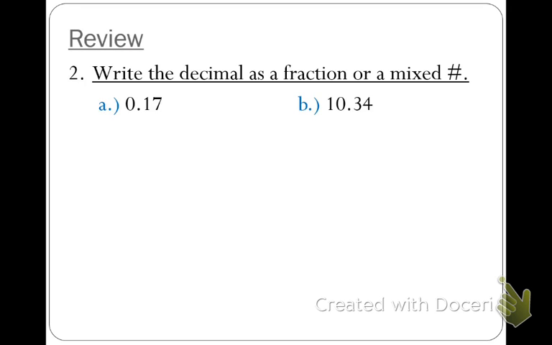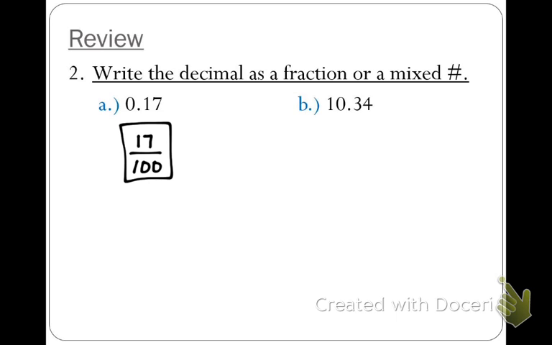So for number 2, we are going to write the decimal as a fraction or a mixed number. Is there anybody who remembers how to turn 0.17 into a fraction or a mixed number? What should I do? Put 17 over 100. Okay, that means 17 hundredths. How did you know it was in the hundredths place? Because this is the tenths place, this is the hundredths place. So we automatically know that is going to be 17 hundredths. Can 17 hundredths be reduced at all? No, it cannot. That is as low as it can go.